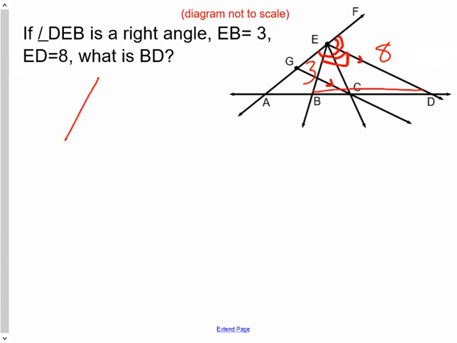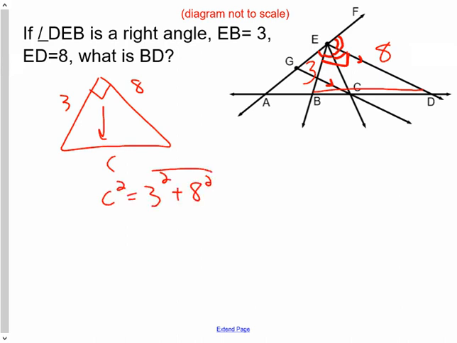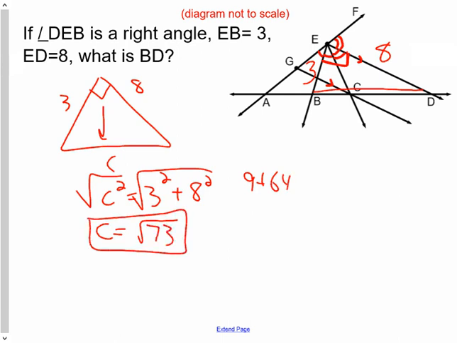They're basically giving you a right triangle, 3, 8. What's the hypotenuse? C squared is 3 squared plus 8 squared. Yep, it's Pythagorean for the 15th time, and I haven't taught you the theorem yet. 9 plus 64 is 73, so C is the square root of 73. That wraps up that one.